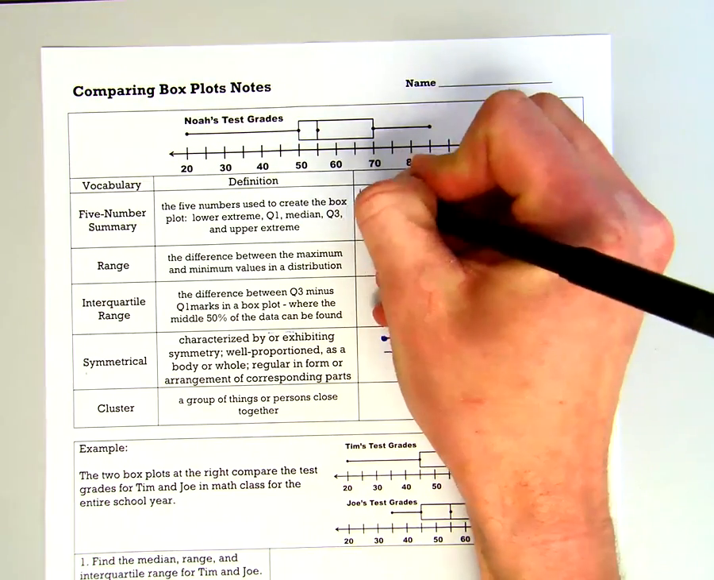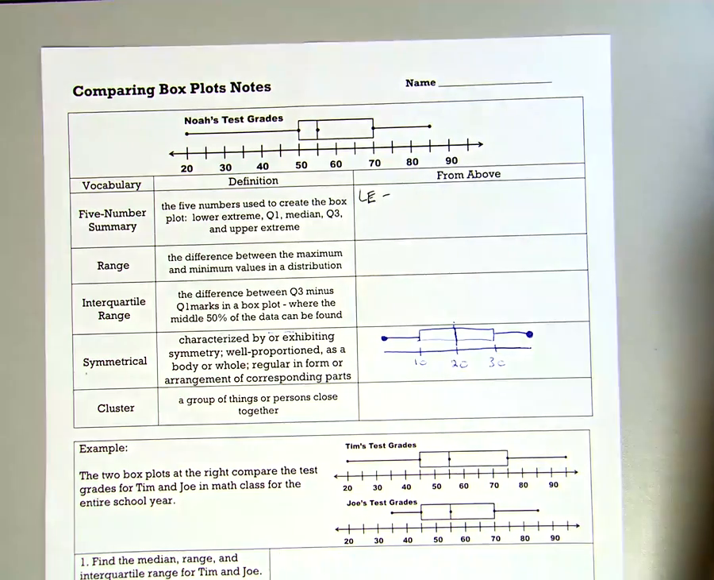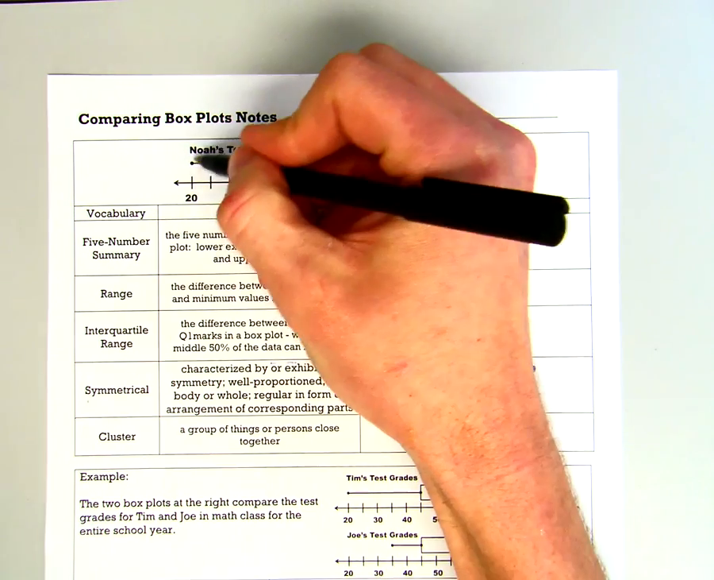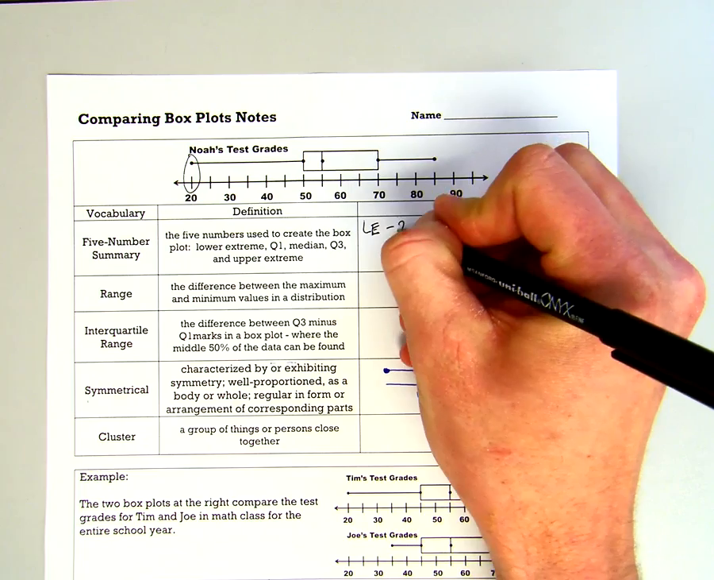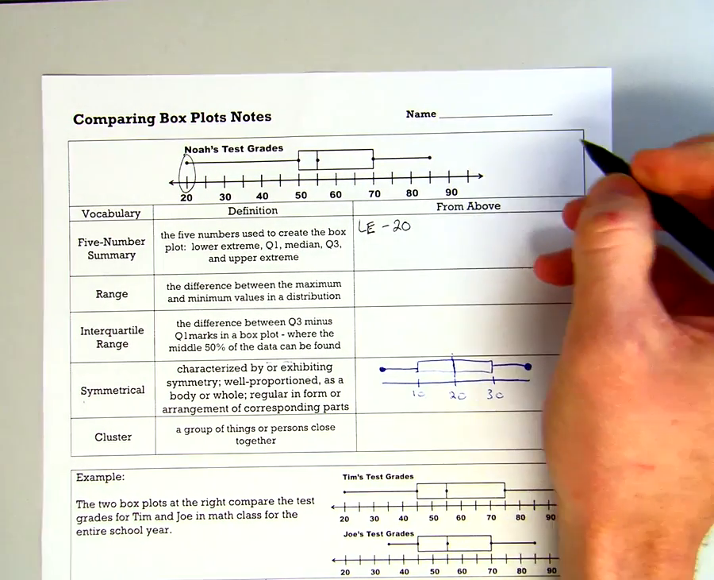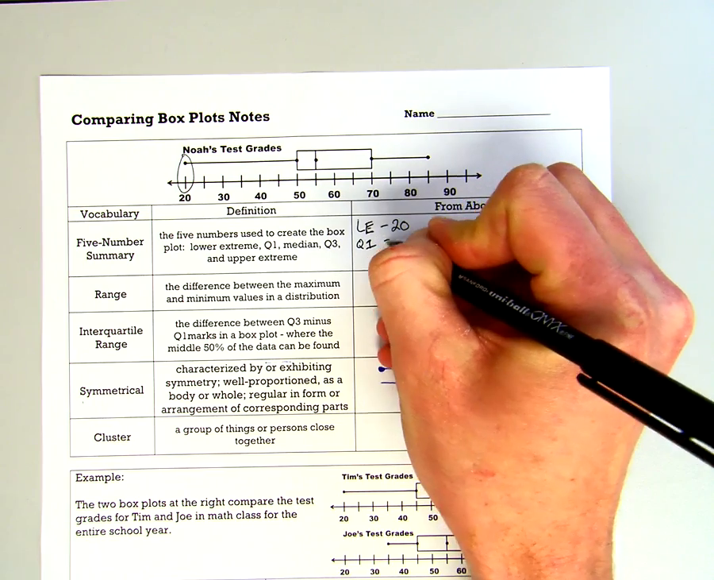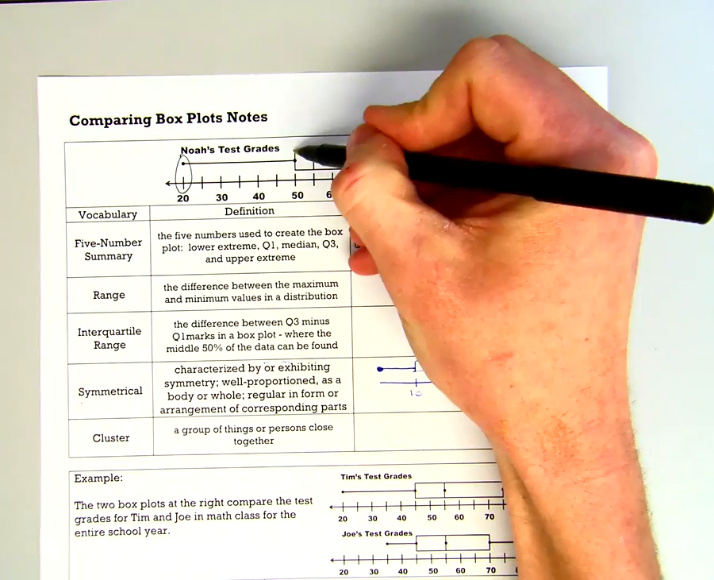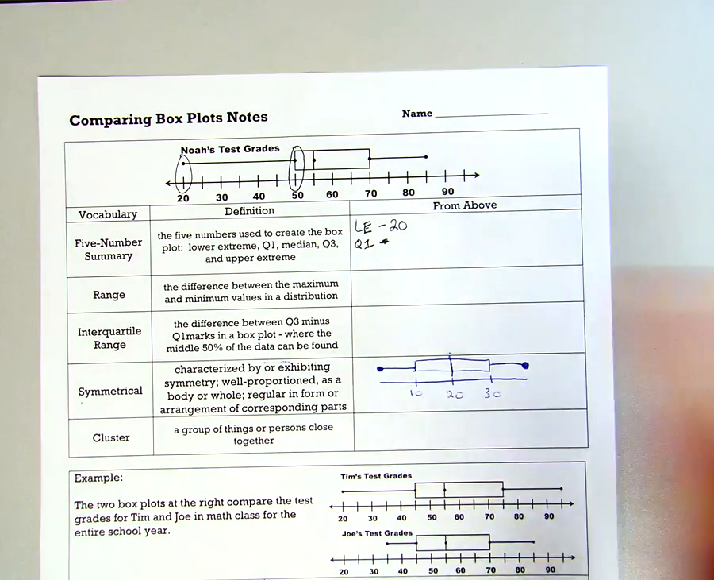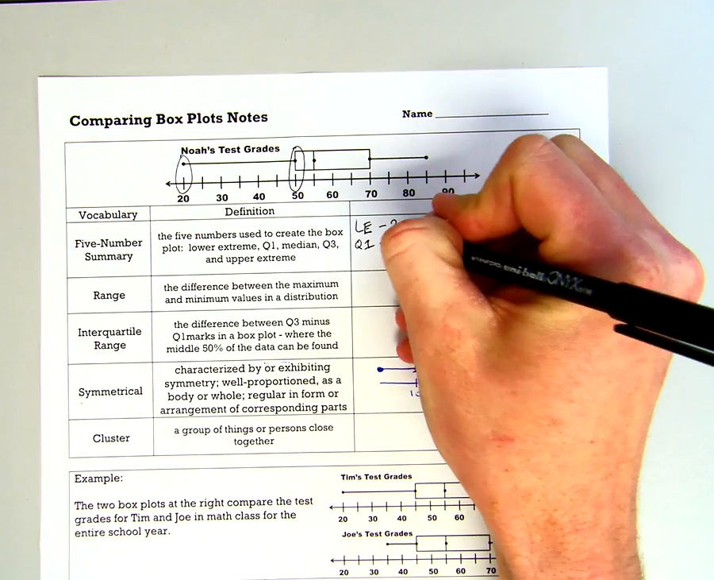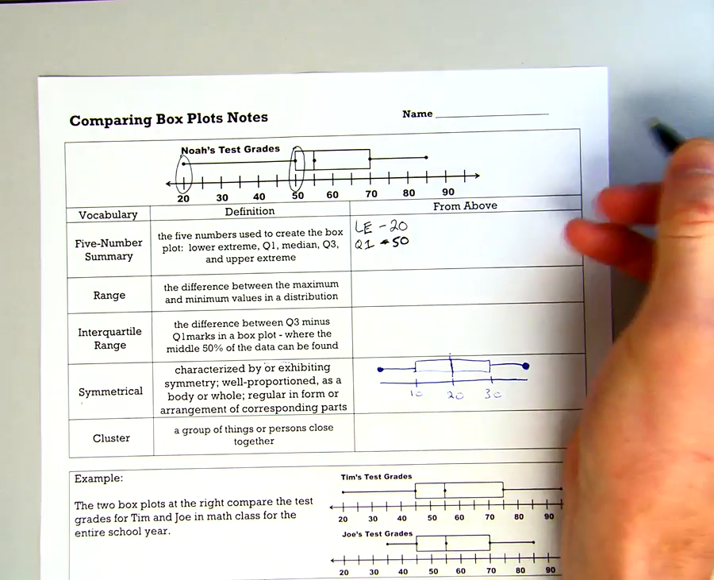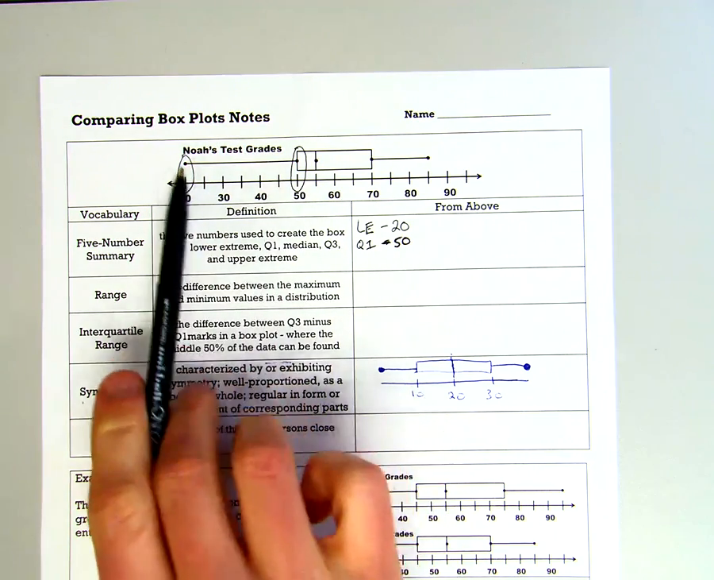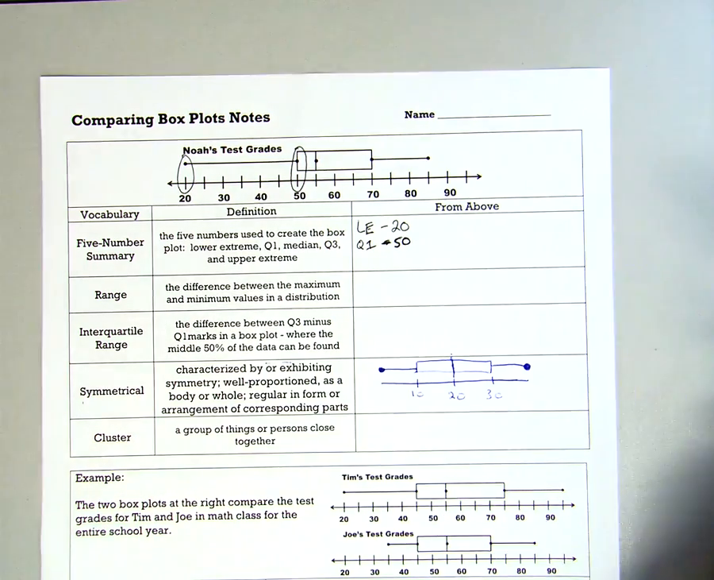I'm going to use LE for my lower extreme. My lower extreme is the lowest number that I have, the lowest data point. In this case, for Noah's test grades, it looks like he scored a 20 as his lowest extreme. Then I also have my quartile 1. Quartile 1 is the beginning of the box, where the 25th percentile starts. It looks like that is a 50. So his lowest grade was here, and then this is his bottom 25% of his test scores right here.